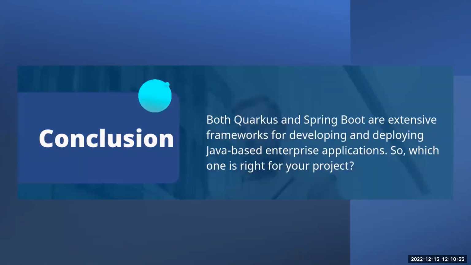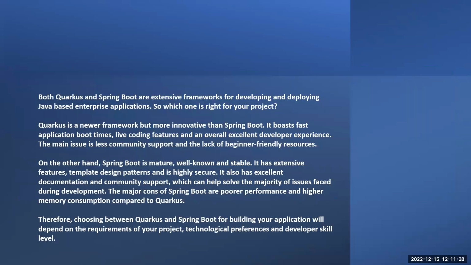So if I go through all these basic features, what I would conclude is that it's not like those things don't happen in Spring or that some entire functionality is missing in Spring. Spring has almost everything, and it has been around for a long time. Both Quarkus and Spring are extensive frameworks for developing and deploying Java-based enterprise applications. Which one you should choose totally depends on the project requirement. Both are extensive frameworks.